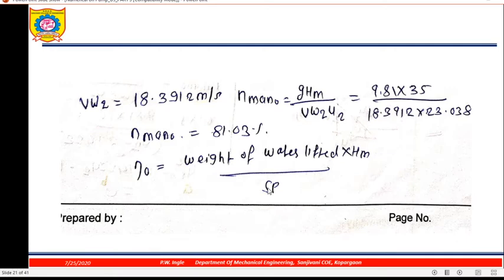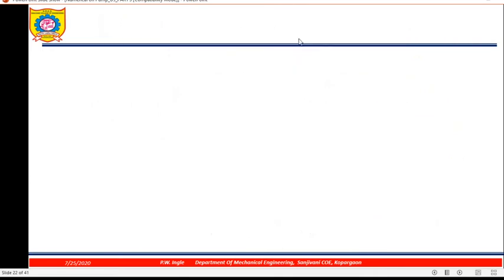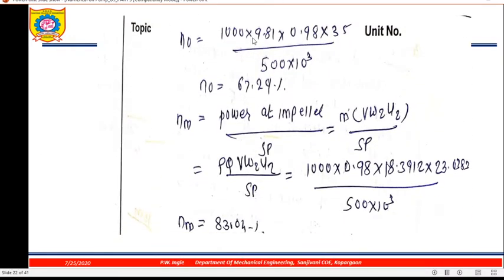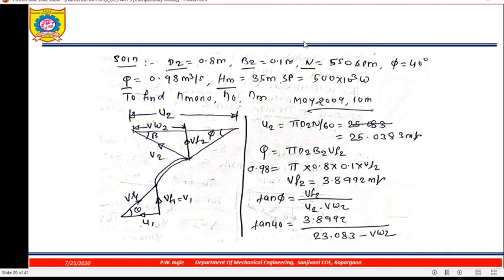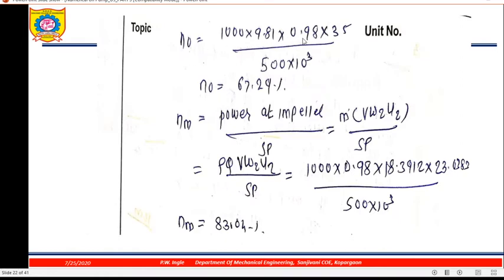It is output upon input. Okay. So it is the weight of water lifted into manometric head. So it is rho g, then 0.98. So in short it is W into Q, or rho g Q H. Okay, very simple, rho g Q H. So rho g Q H upon shaft power. So you are getting overall efficiency.